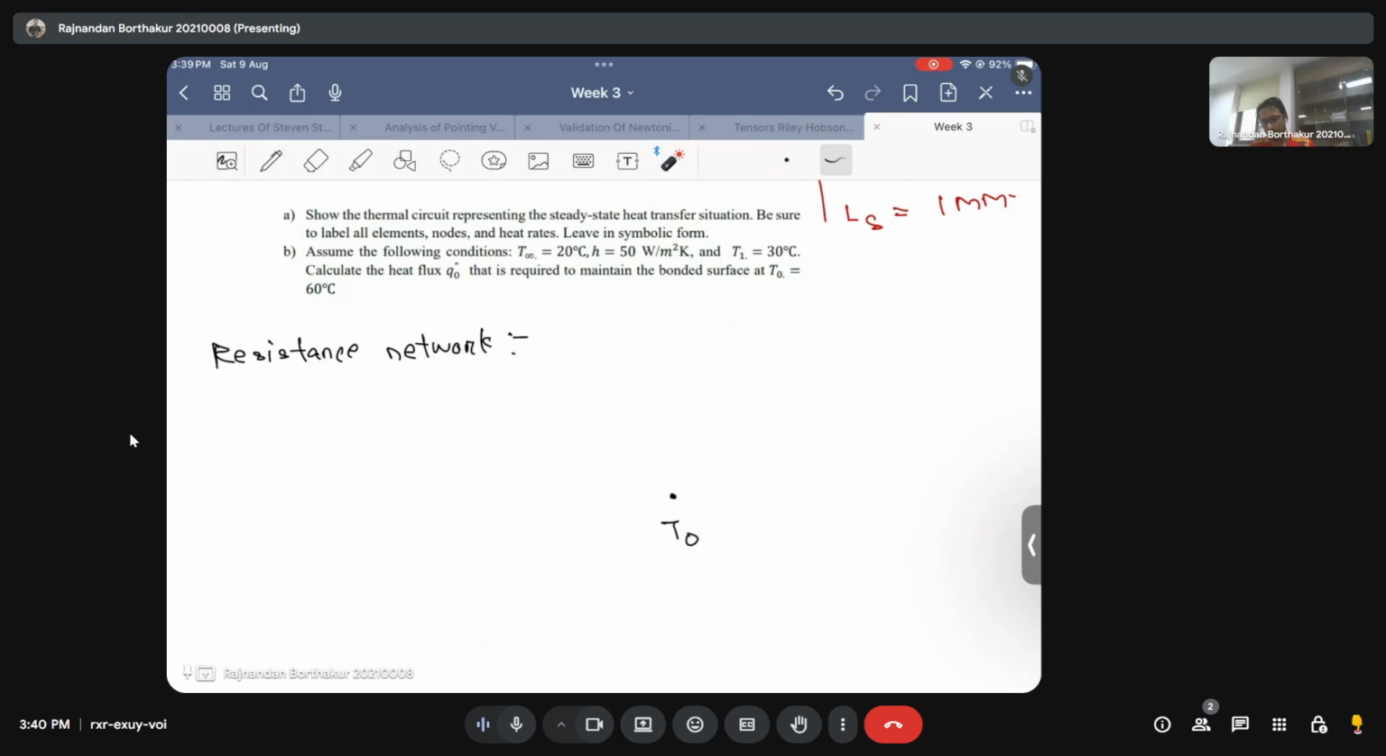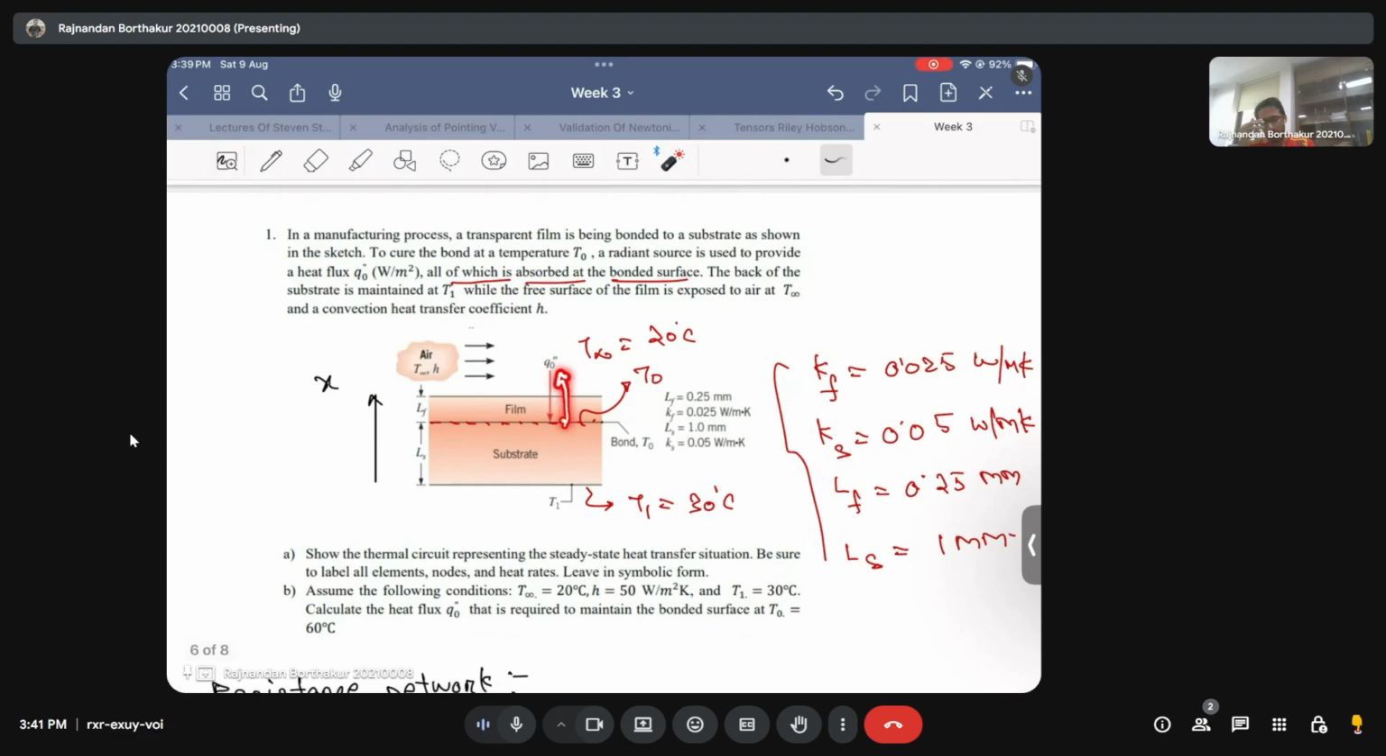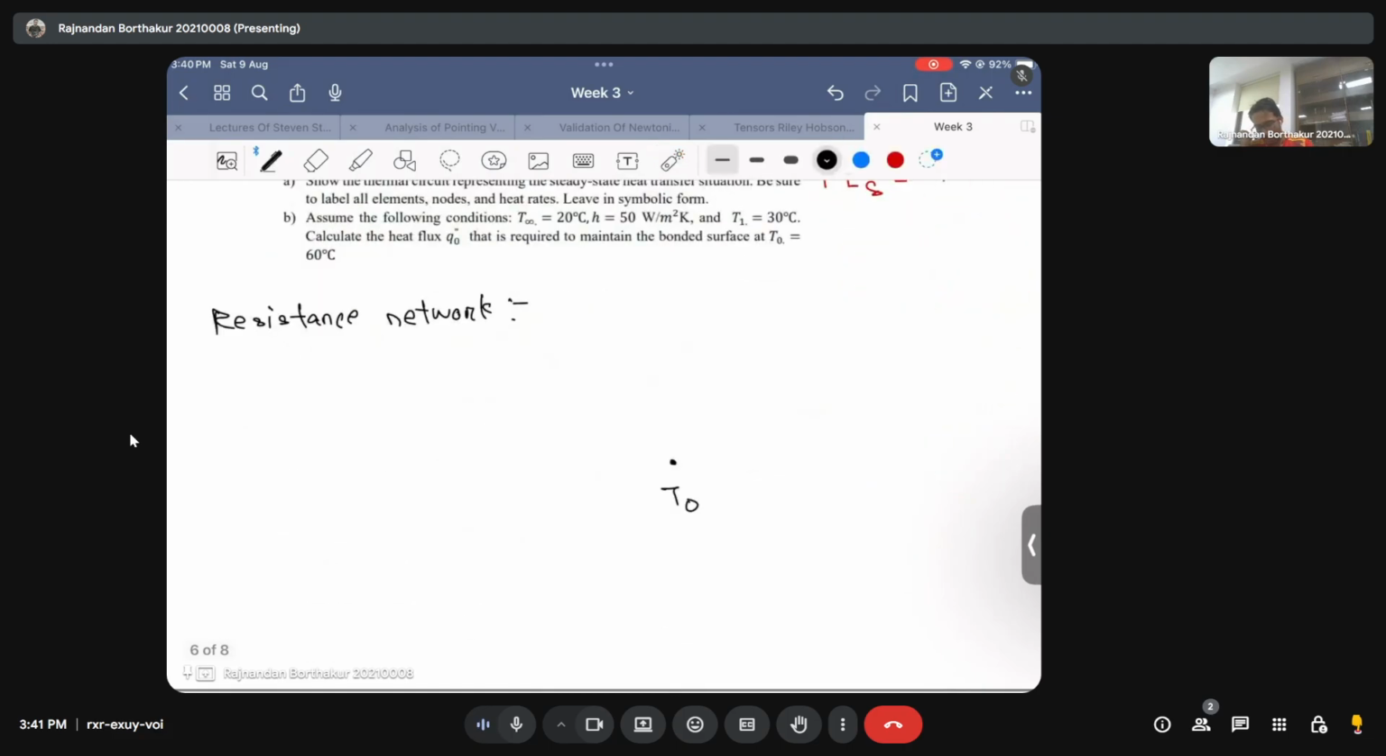Now you need to understand that once you are giving energy to this interface, this heat energy will try to dissipate in either direction, right? The rate of heat transfer can take place in this direction, and it can take place in the other direction as well. So let's say some of the energy will be dissipated from the upper side of the film to the cooling air. Then one part of the energy will go to the upper side, which we will consider as the left hand side of this resistance diagram.